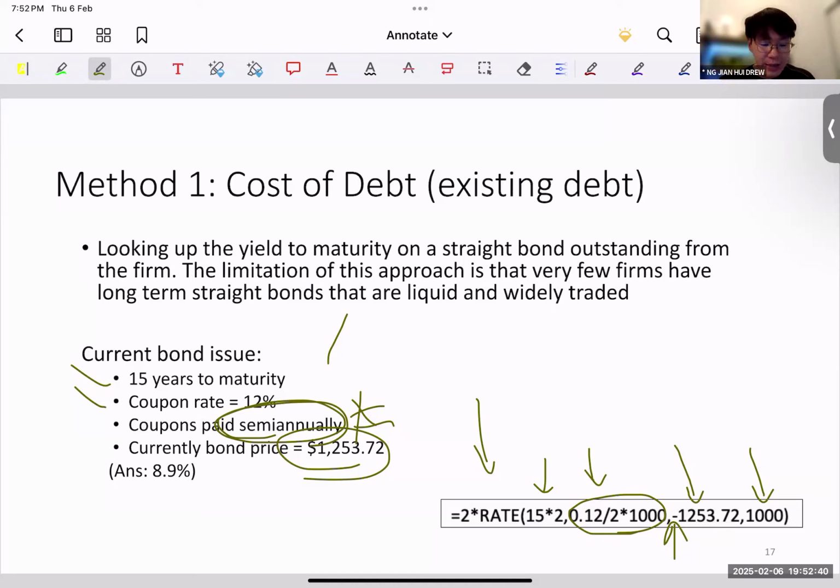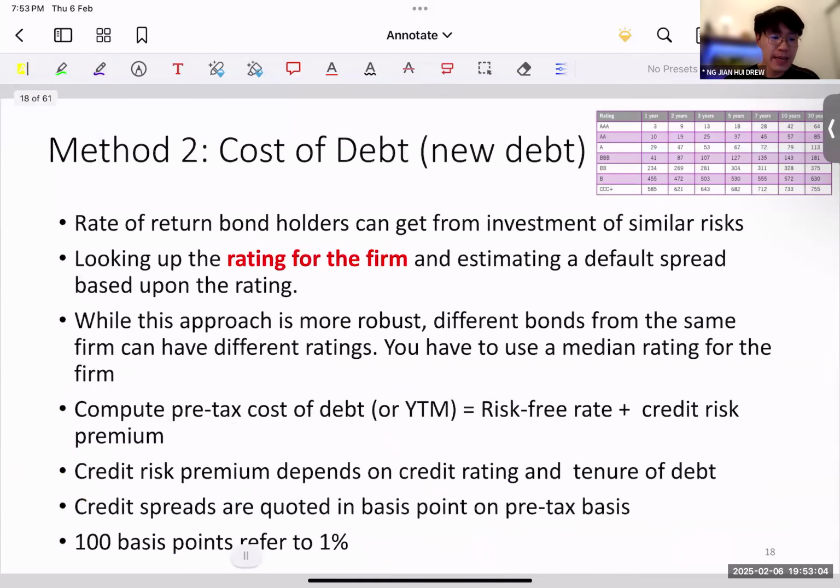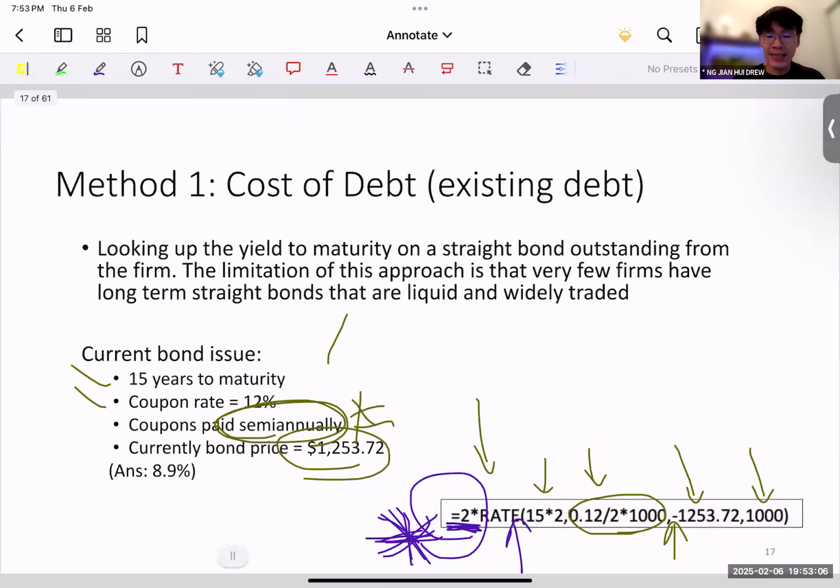So by doing this, you get the rate, but please do not forget to multiply by 2. I'm going to put a star here. This is a big mistake, because what you have calculated in terms of the rate is semi-annual, but we need to determine the bond yield on an annual basis. So do not forget this. That's method one, which is the basic one, for existing debt.